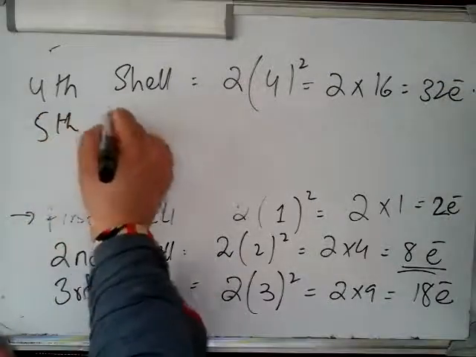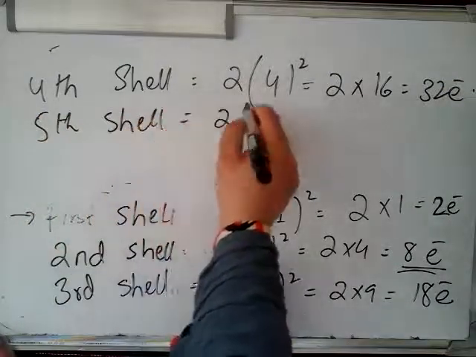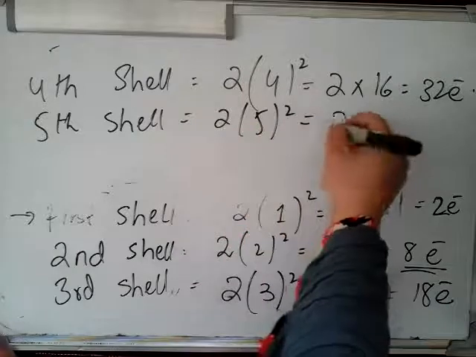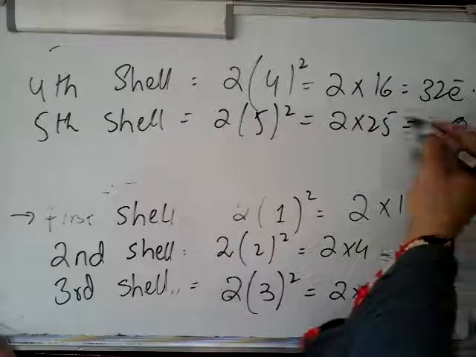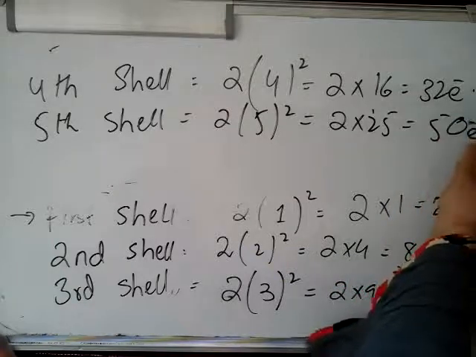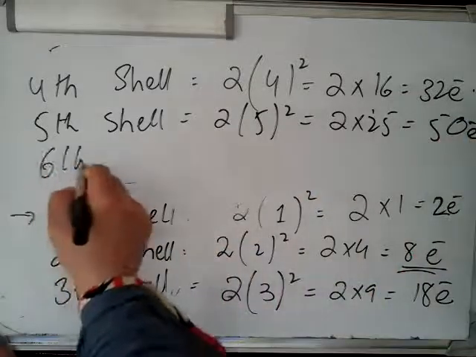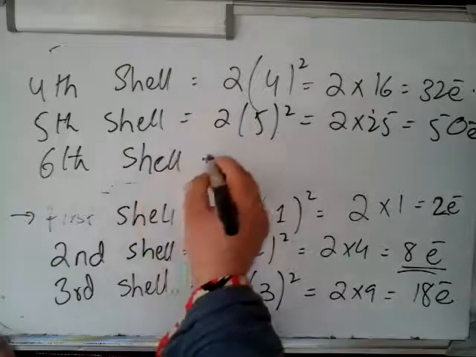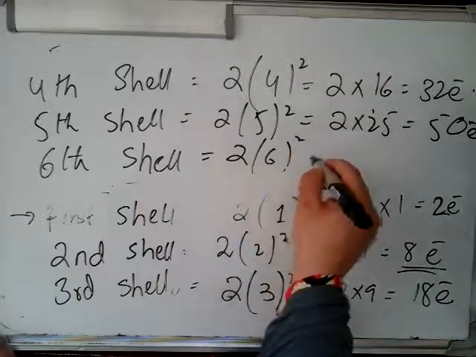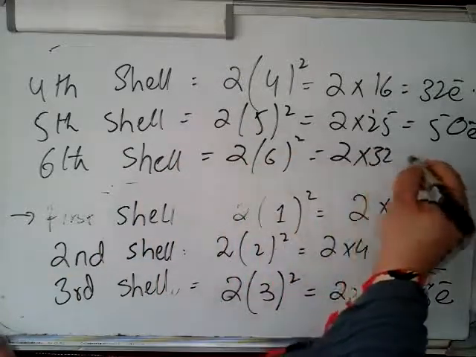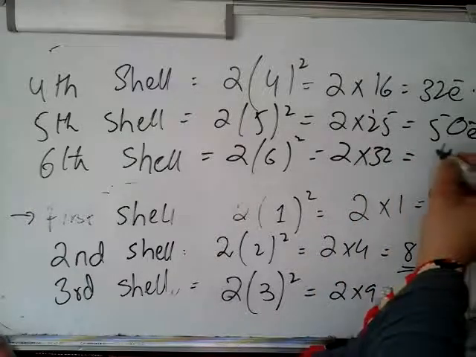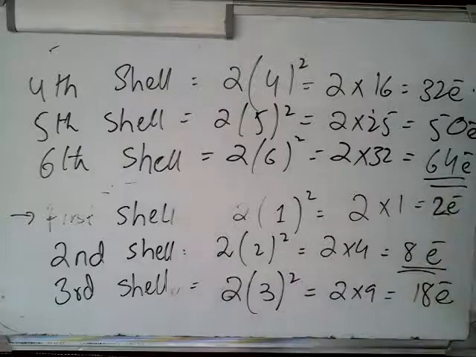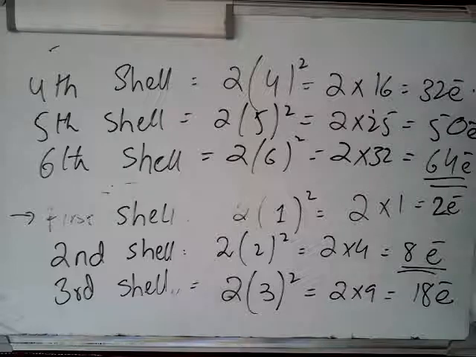In the fifth shell, 2 into 5 square, 2 into 25, it is 50 electrons. In the sixth shell, there are 2 into 6 square, 2 into 36, which is 72 electrons, so in the sixth shell, the maximum number of electrons that can be accommodated is 72.